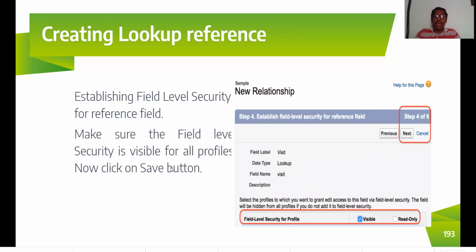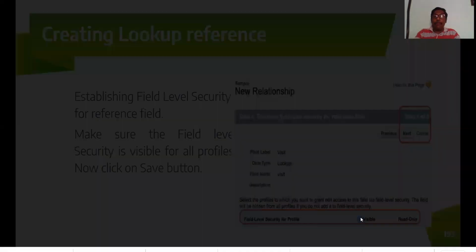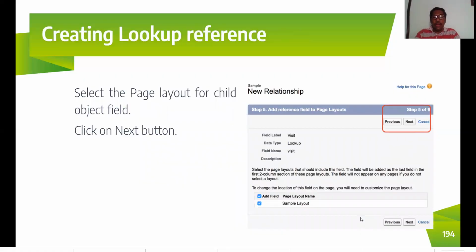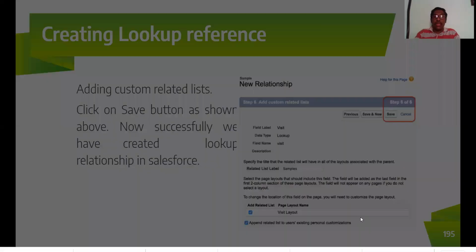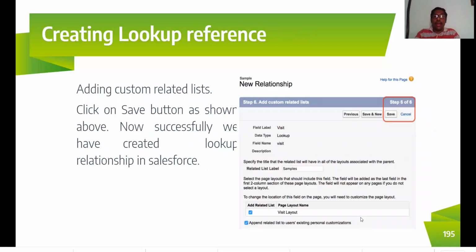After that, you establish the field-level security for the reference field. Make sure the field-level security is visible for all profiles. Click, and then click on the Next button. You put a tick mark on Visible so that it will be available for all profiles. After that, click on Next. Then this particular field will be added to the page layout, on the sample layout, and then click on Next. Once you're done with it, and adding the custom related list, click on the Save button as shown in the figure. Now we have successfully created the lookup relationship.